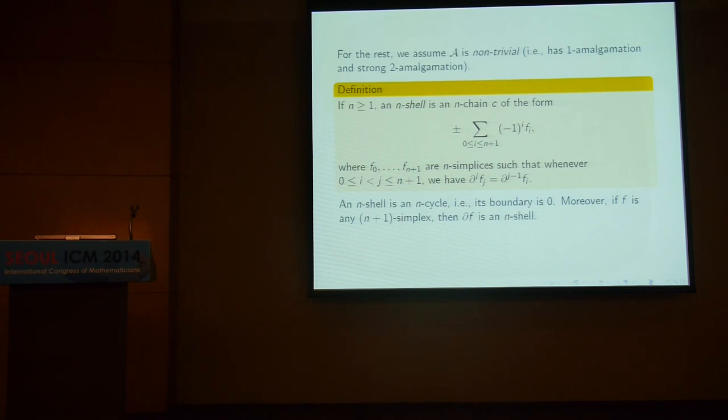If you take a boundary, it's not hard to check that this vanishes, this is zero. Moreover, if F is some N plus 1 simplex, if you take a boundary, that is an N shell. But the thing is that the N shell doesn't always need to come in this form. So some N shell doesn't need to be a boundary, right? That makes the group non-trivial.